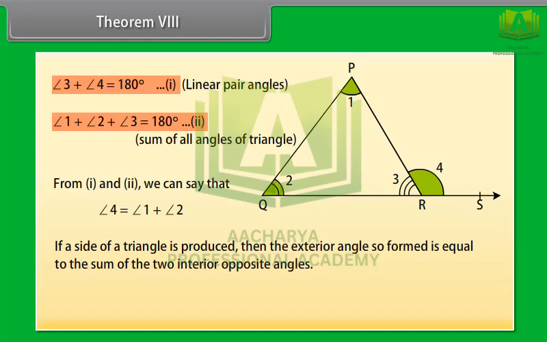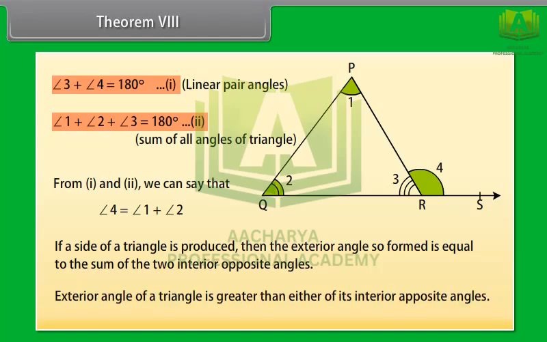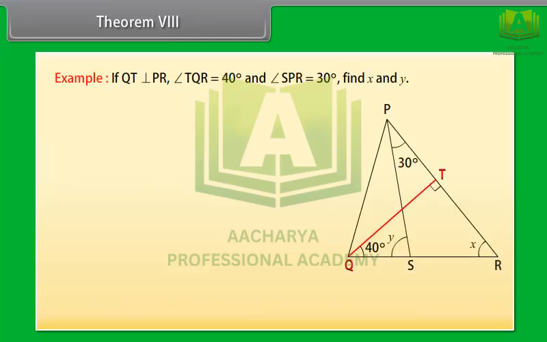It is obvious from this theorem that an exterior angle of a triangle is greater than either of its interior opposite angles. Now let us solve some examples based on this theorem. If QT is perpendicular to PR, angle TQR is equal to 40 degrees and angle SPR is equal to 30 degrees, find X and Y.